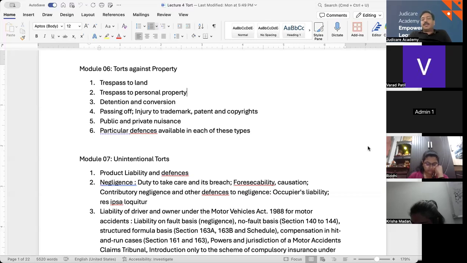Passing off the fake goods as genuine goods. If we consider this in an English statement, passing off means passing off a fake thing to be real. So it is a form of fraud where, through misrepresentation of their goods or services, it could be goods or services both, they are leading consumers to believe they come from another established brand. Second is injury to trademark.